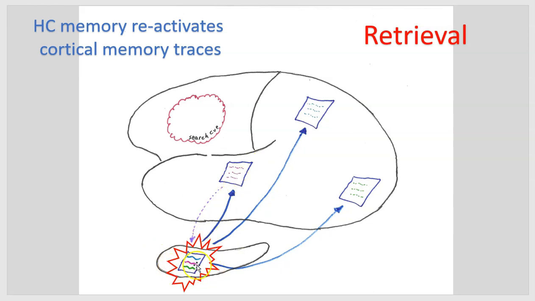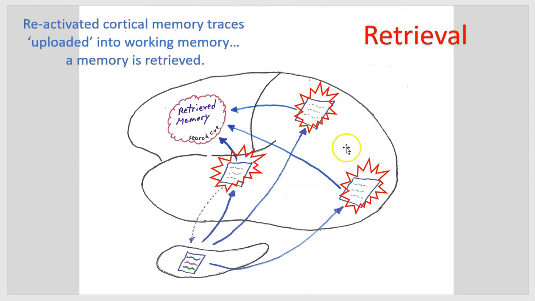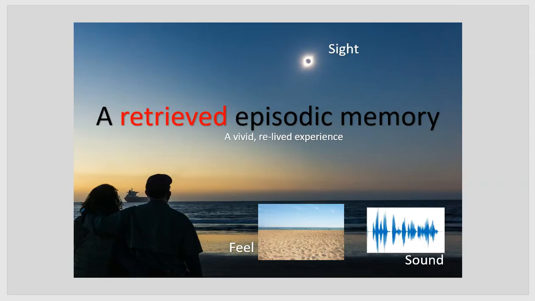So the hippocampal memory trace has been activated. It's going to now uniquely activate those cortical memory traces. Remember, the hippocampal memory trace represents the pattern of activity in the cortex. And as a consequence, cortical memory traces will be reactivated, and the processing is sent up to the working memory system, and now I have retrieved the episodic memory of the event, a vivid, relived experience.